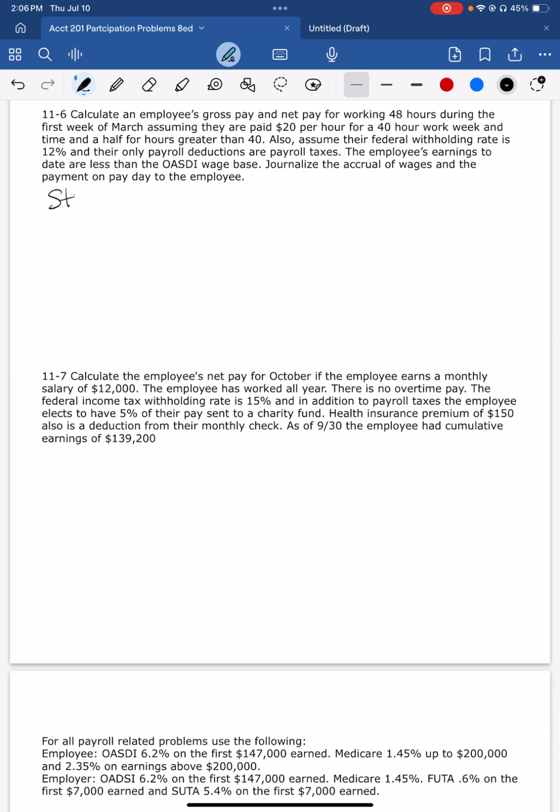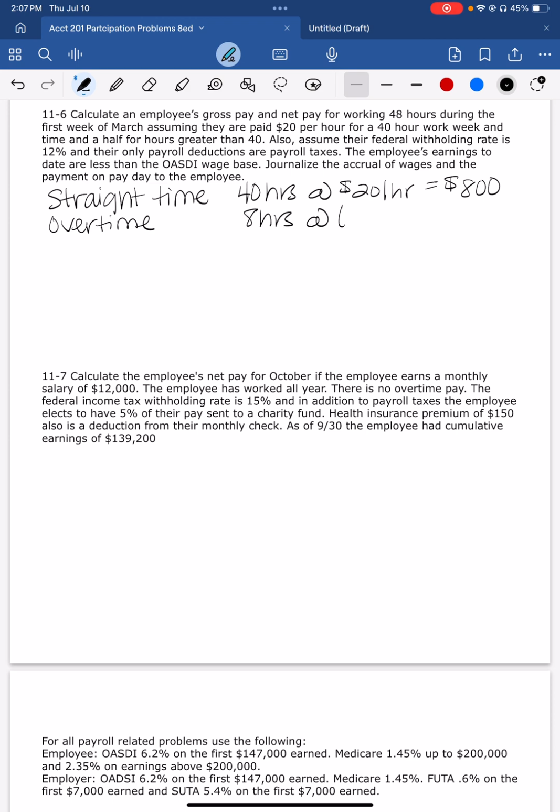So let's start with straight time, which is hours 0 to 40. So we have 40 hours at $20 per hour, which is 800. We also have overtime. So that's for those 8 hours over that. And it's 20 times 1.5, which is 25.